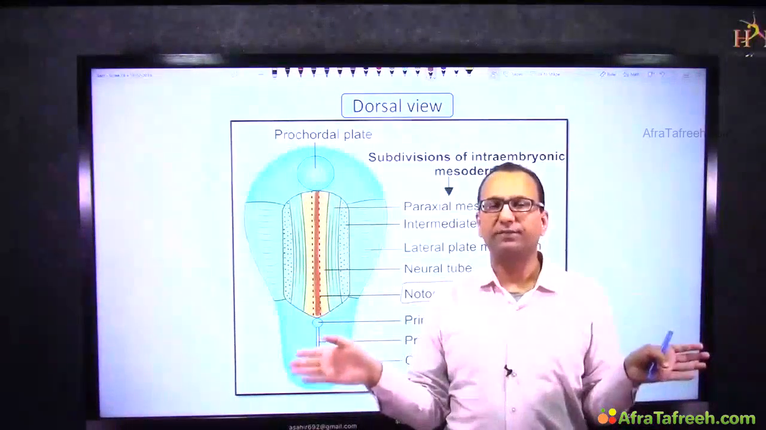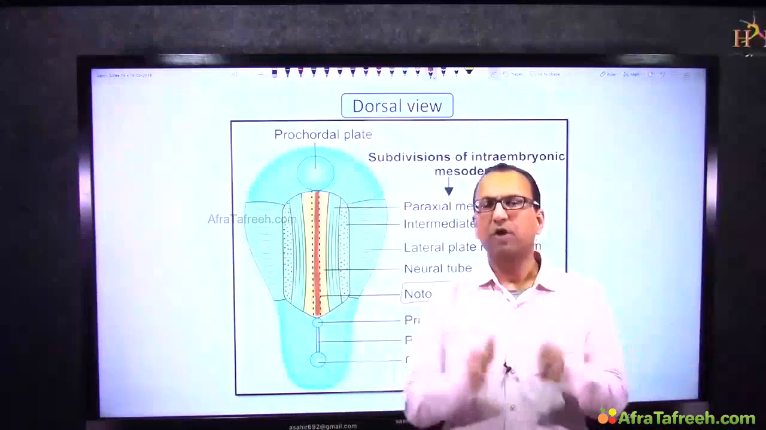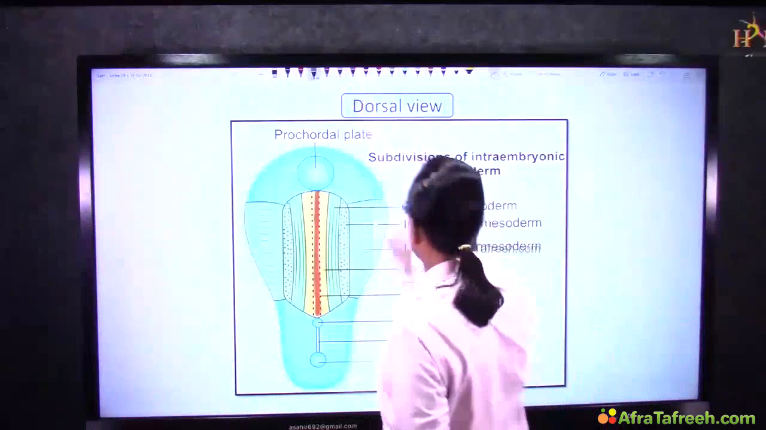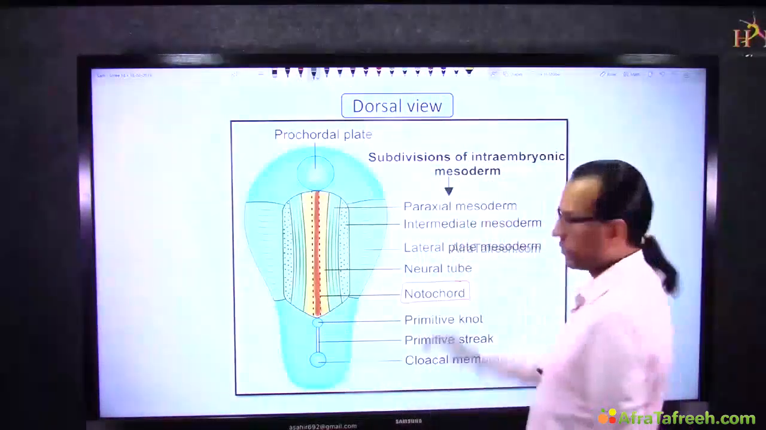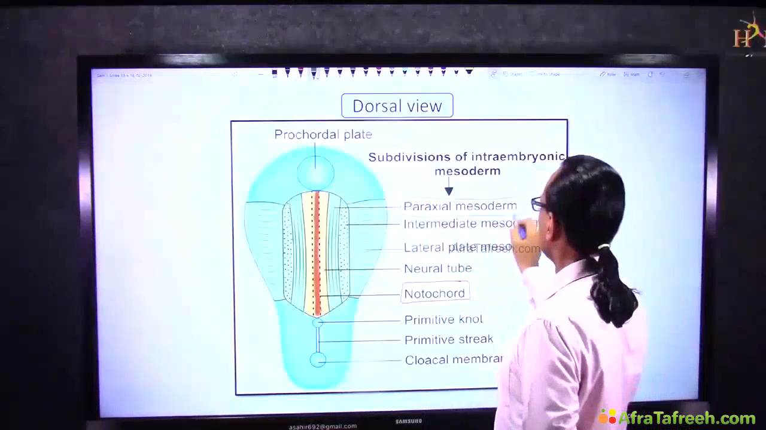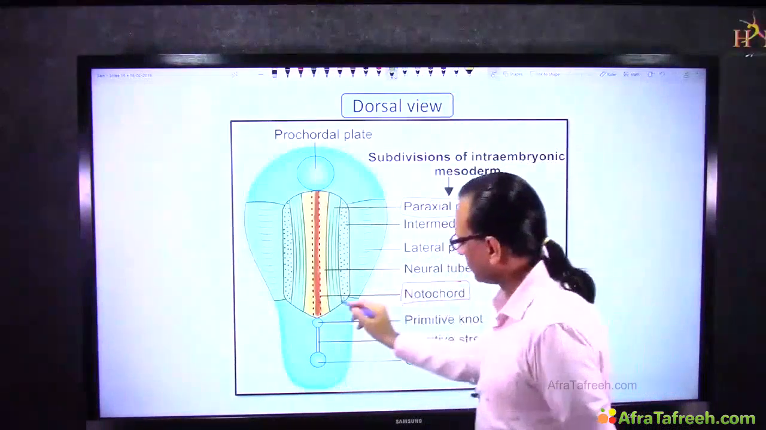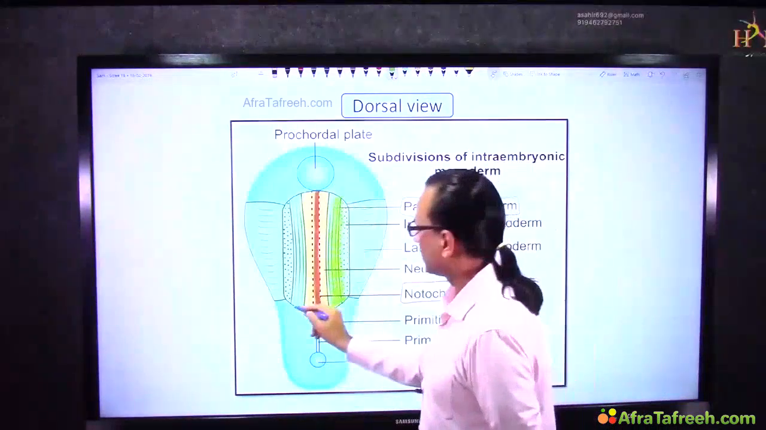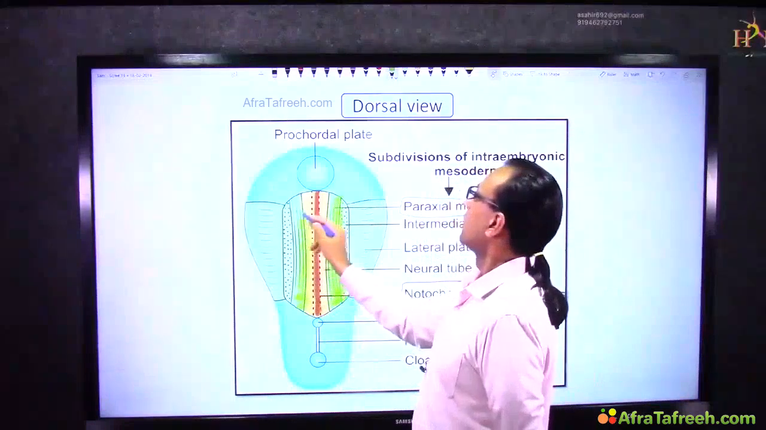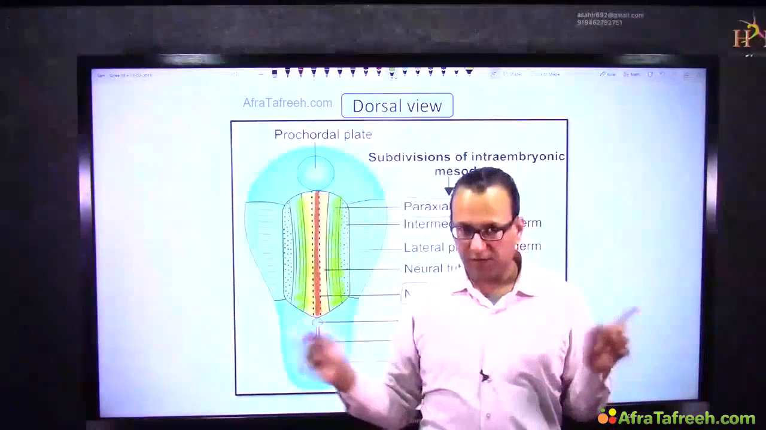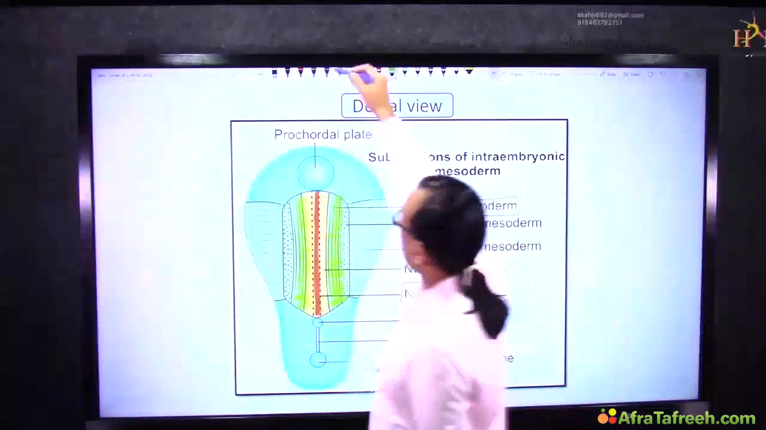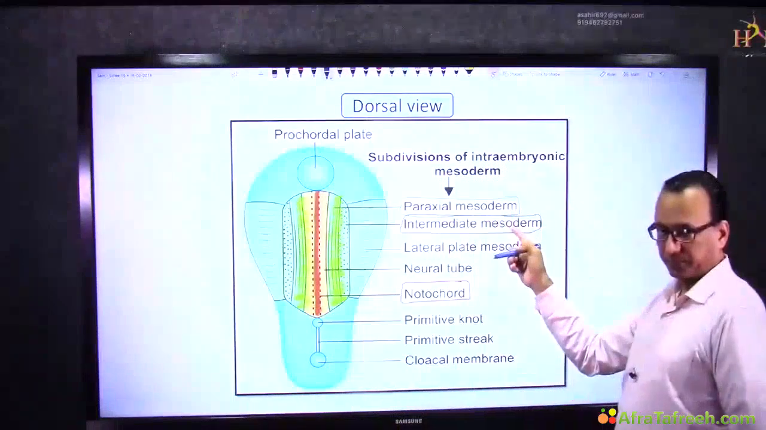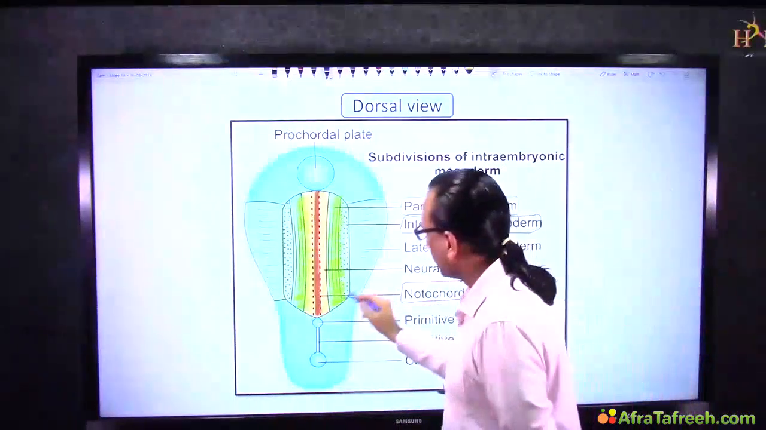What is on the side of that? Side means para, so paraxial mesoderm. Let us look at the paraxial mesoderm then. As you find that we are talking about the paraxial mesoderm, here it is shown. So this is the paraxial, or on the side of the axis, mesoderm. What is still more lateral? That is called intermediate mesoderm. Now when you say it is the intermediate mesoderm, let us mark it, and it is here, this area.